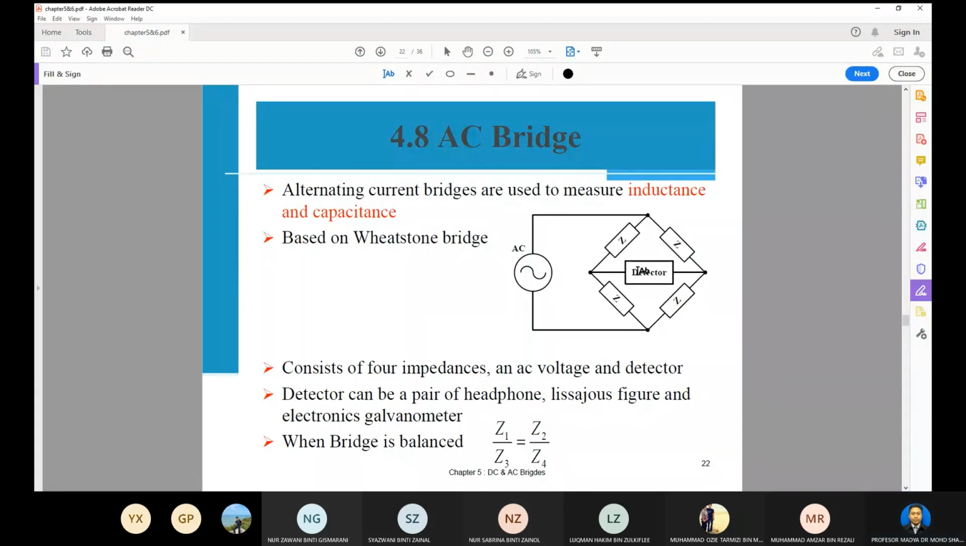If the bridge is balanced, you have to remember the formula: Z1 over Z3 equals Z2 over Z4. That is when the bridge is balanced, which you have to remember. And then you can cross multiply: Z1 multiplied by Z4 equals Z2 multiplied by Z3. We call this cross multiplying.